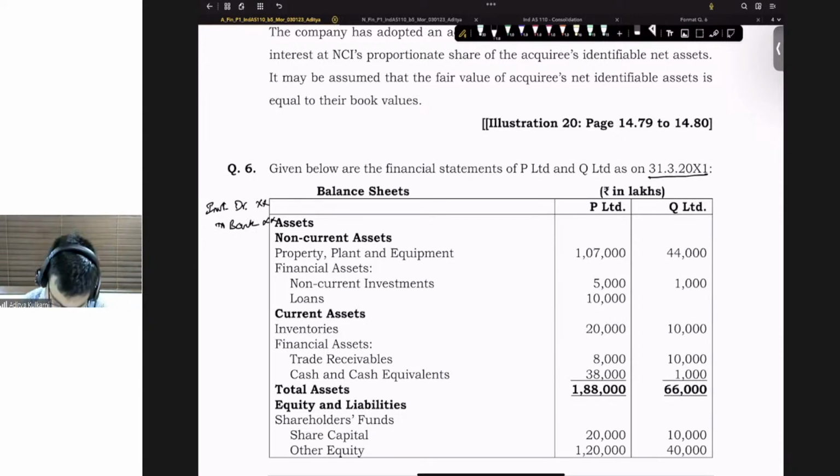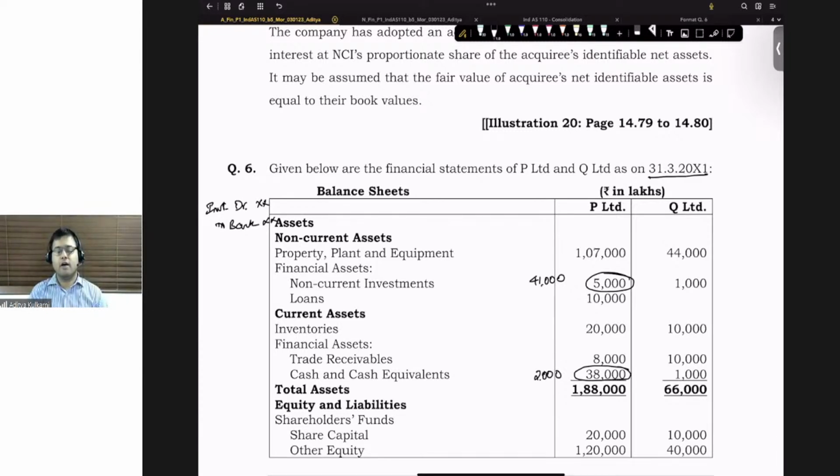So therefore, if you come to your non-current investments, this is currently appearing at 10,000. This is going to undergo a change. Okay, so now non-current investment is appearing at 5. So 5 will undergo a change and become 41,000, 36 plus 5. And the corresponding impact is your cash and cash equivalents will reduce by 36,000.